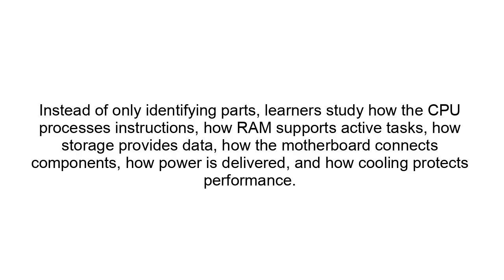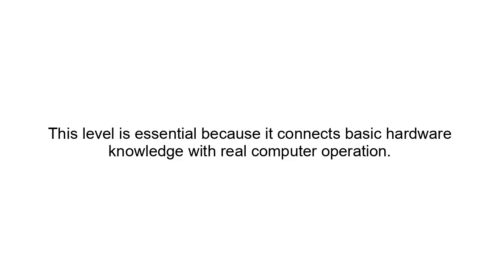Final summary. Intermediate hardware learning is about understanding how the entire computer system works together. Instead of only identifying parts, learners study how the CPU processes instructions, how RAM supports active tasks, how storage provides data, how the motherboard connects components, how power is delivered, and how cooling protects performance. This level is essential because it connects basic hardware knowledge with real computer operation.